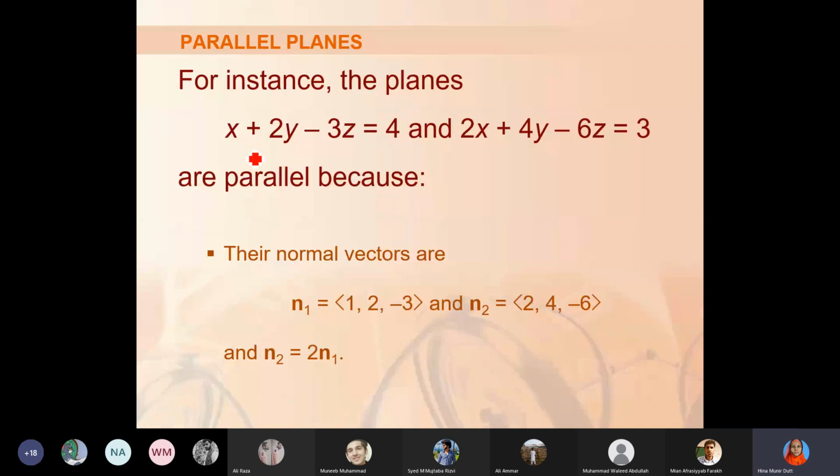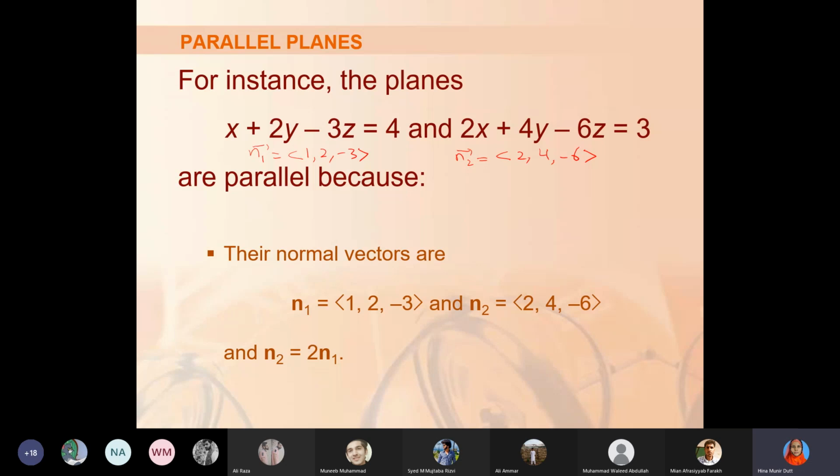So the normal vector to this plane is very simple, the coefficients of x, y and z: 1, 2, minus 3. And a normal vector to the second plane is 2, 4, minus 6. Now if I multiply n1 by 2, I will get n2. So both the vectors are constant multiples of each other, so both the vectors are parallel. Since the normal vectors are parallel, their planes are also parallel. So we can decide by looking at the equations of the planes whether the planes are parallel or not.